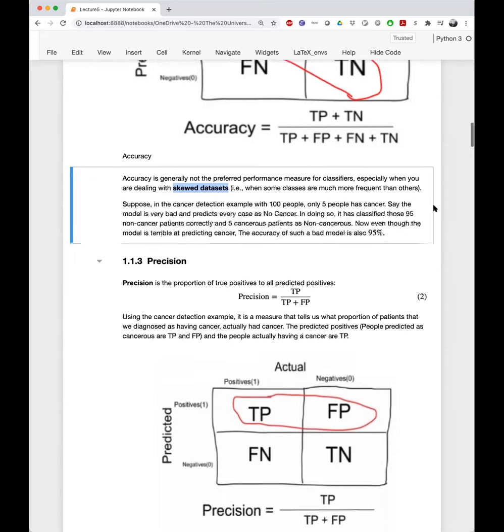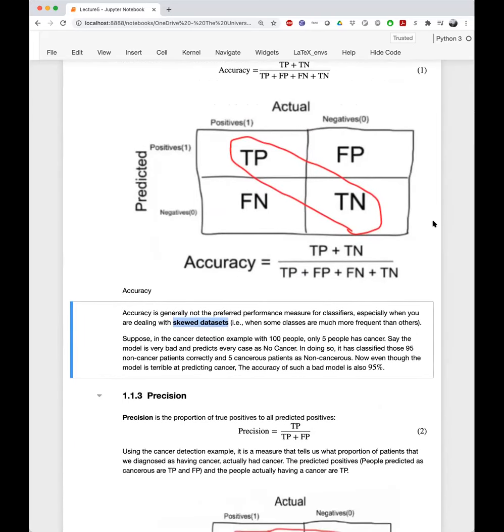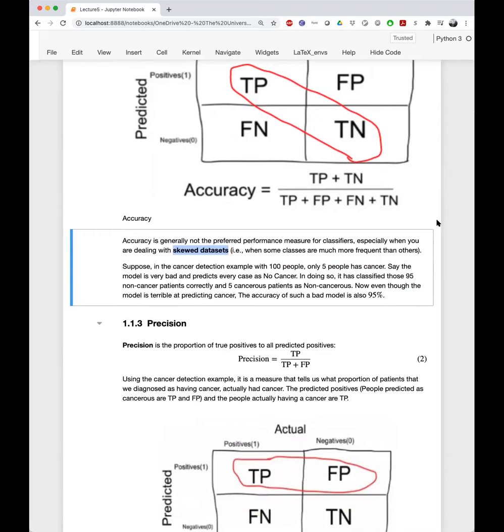But you can still use it on balanced data sets, where it can provide you useful information, but not for skewed data sets.